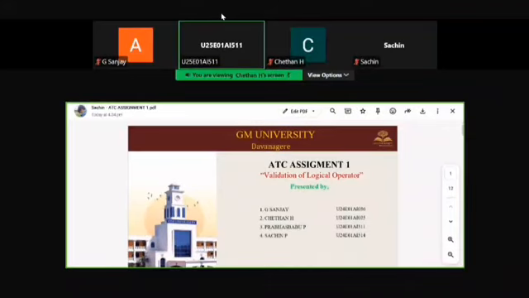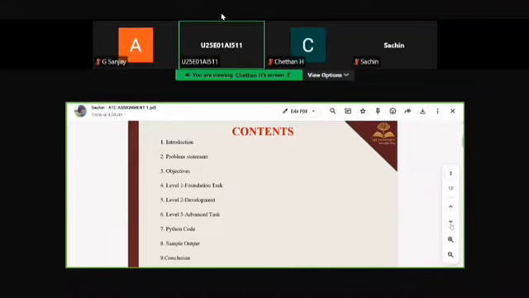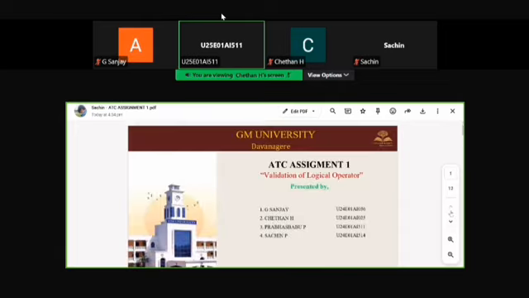Prabhas. I am going to explain my assignment. My assignment topic is validation of logical operators. My teammates are Sanjay, Chetan, and Sachin P.